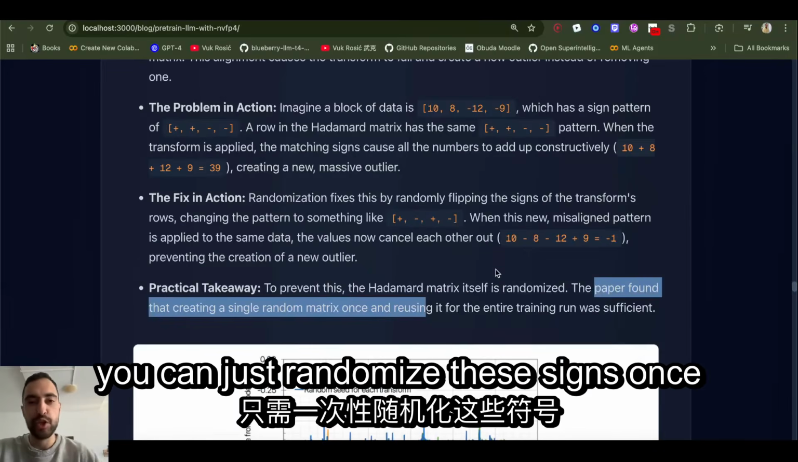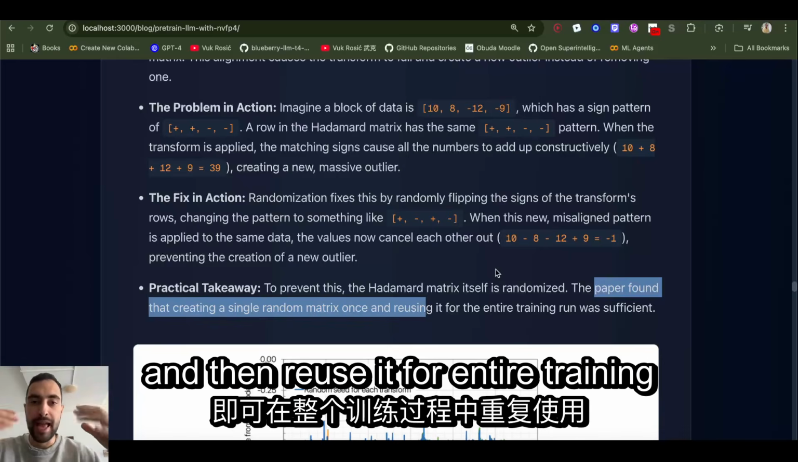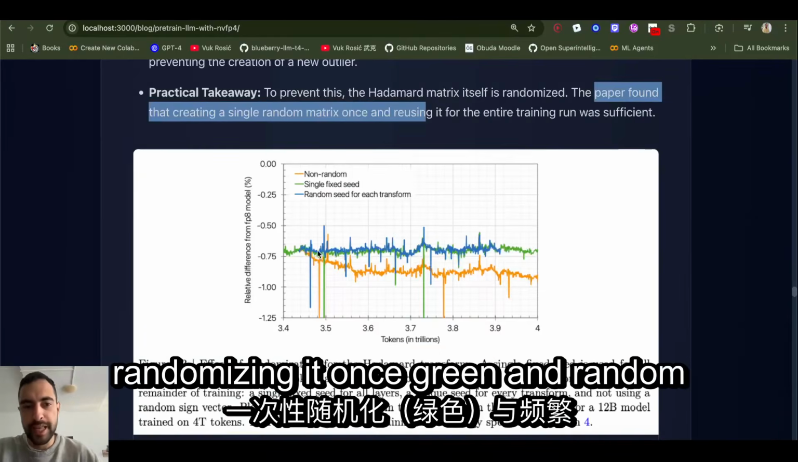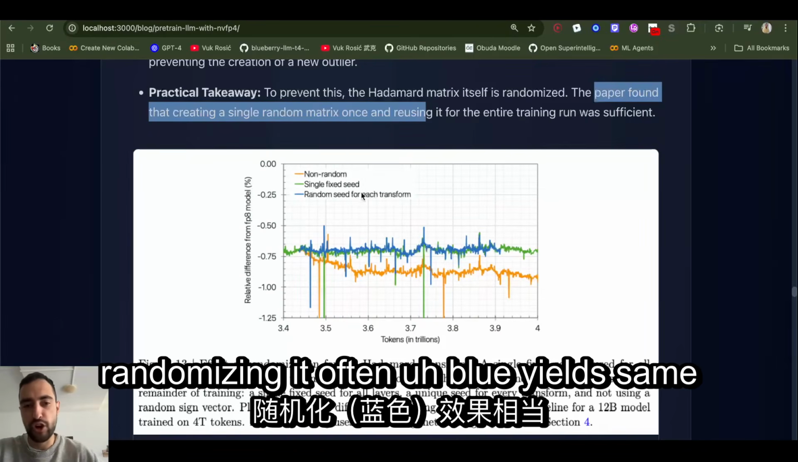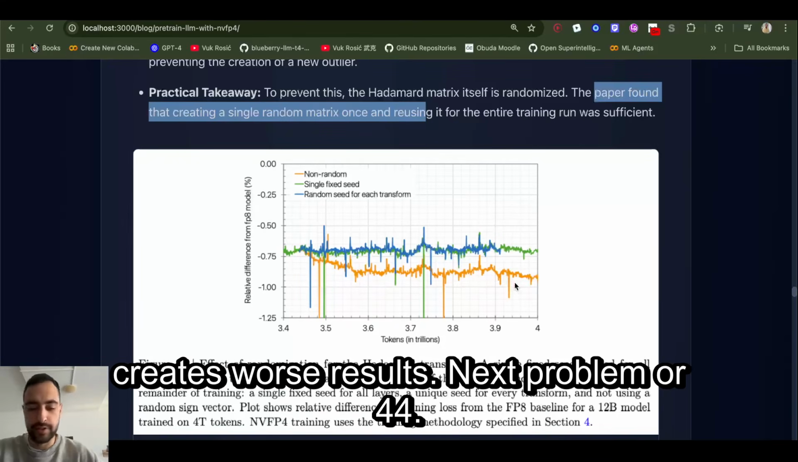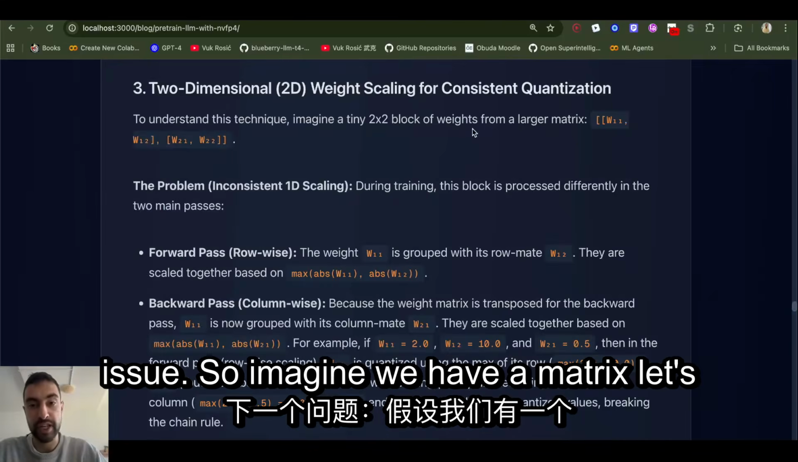And you can just randomize these signs once and then reuse it for the entire training, and it works. You see here that randomizing it once, green, and randomizing it often, blue, yields the same results, while not randomizing it creates worse results.